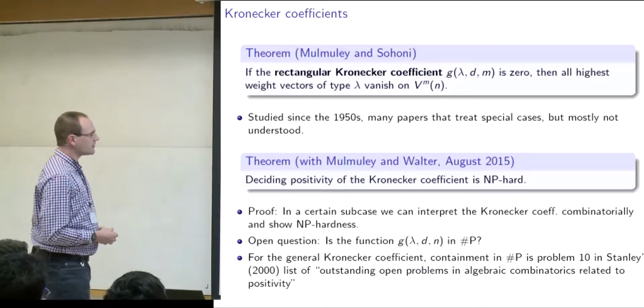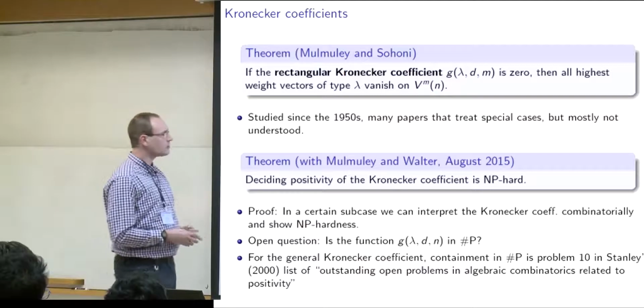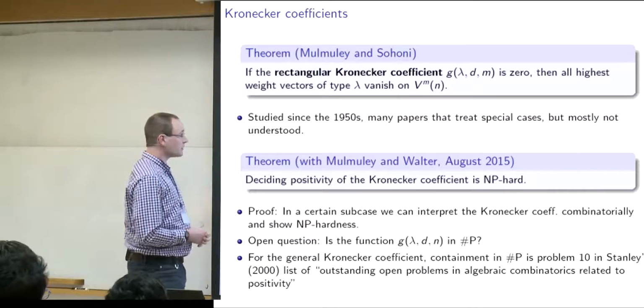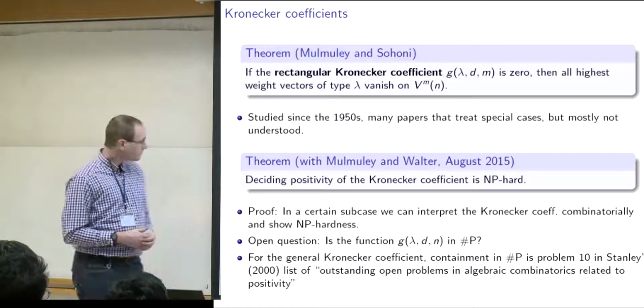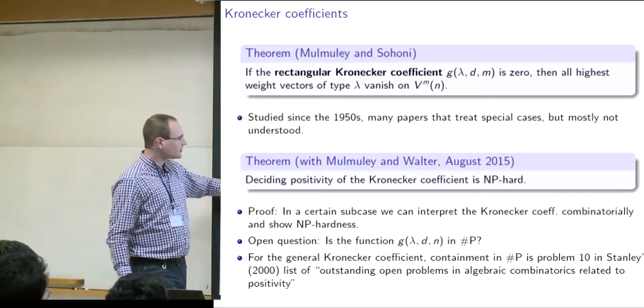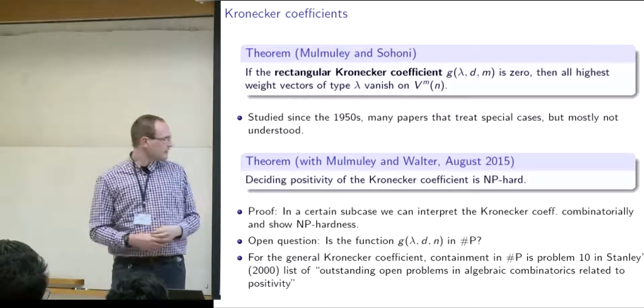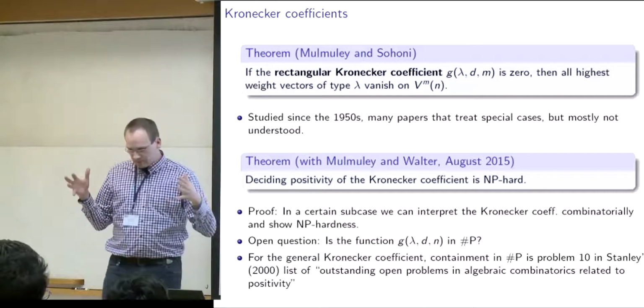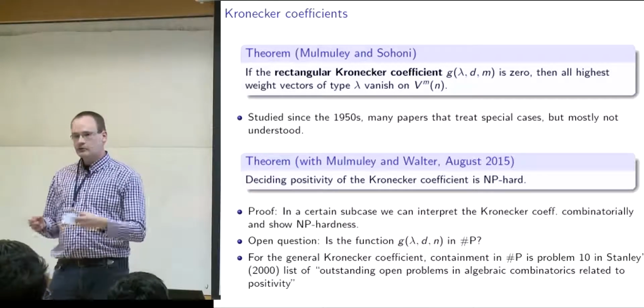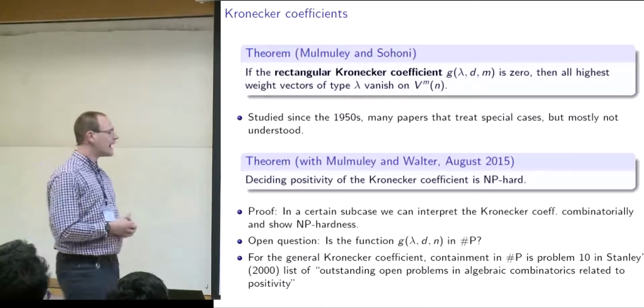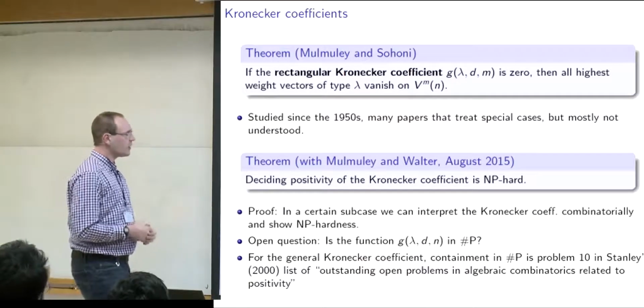And so we actually contributed quite a lot, with Mulmuley and Walter. We have a paper that says deciding the positivity of these coefficients is NP-hard. So that was not known before. What we did is, in a certain subcase, we can interpret this coefficient as some combinatorial quantity. So we knew in that case what to count, and we could show NP-hardness of that thing.